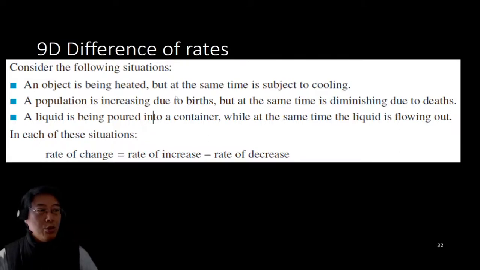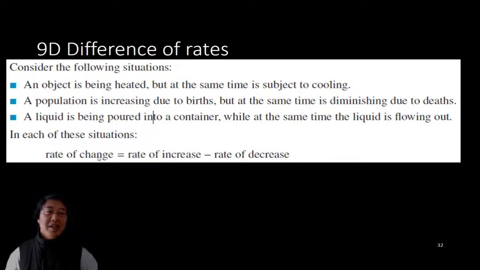Population increasing due to births, but at the same time diminishing due to deaths. If you put liquid in a container, the container might be leaking at the same time. So the idea is, for the rate of change, which is your dx over dt, it's whatever is increasing, take away what's decreasing.